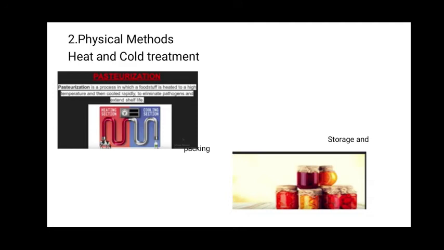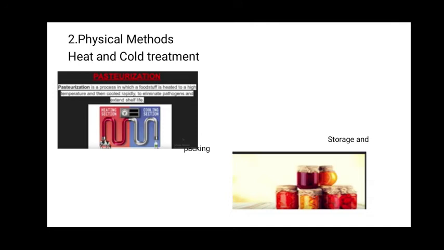Another way of preserving food is packing and storage. These days many dry fruits and vegetables are sold in sealed airtight packets to prevent the attack of microbes. Before packing, they also dry the packing layers. Later, the food items will be stored in them.